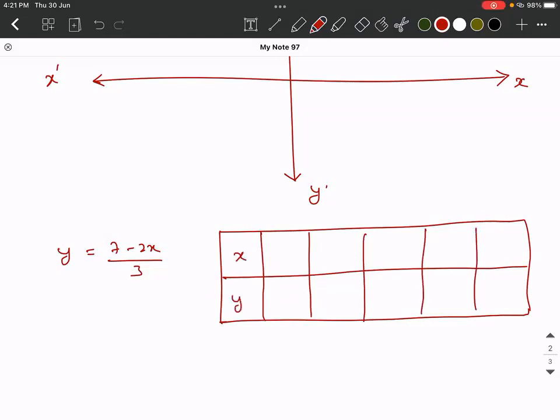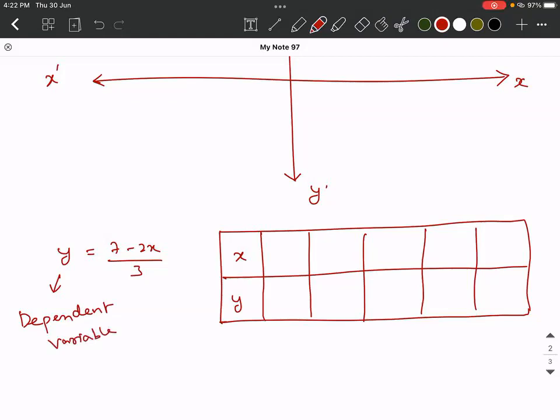Generally, when you write something in this format, you have only one variable on the left hand side, that is y. Whenever you want to draw a graph, you try to rearrange it in such a way that one variable is equal to an expression in terms of another variable. For example, in this case, y is (7 minus 2x) by 3, which I can call an expression. The single variable on the left of the equal to sign is generally called the dependent variable.